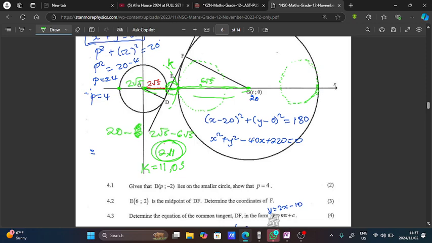Is that clear? Yeah. Go from this one, yes. It's like, yeah. 2 square root of 5. Sorry, is this equivalent to 2 square root of 5?